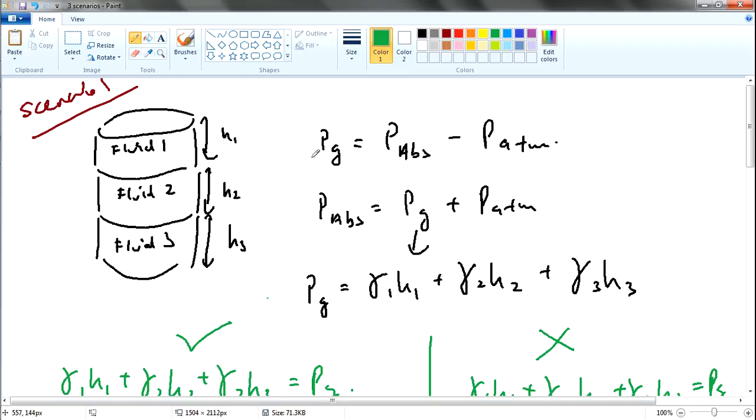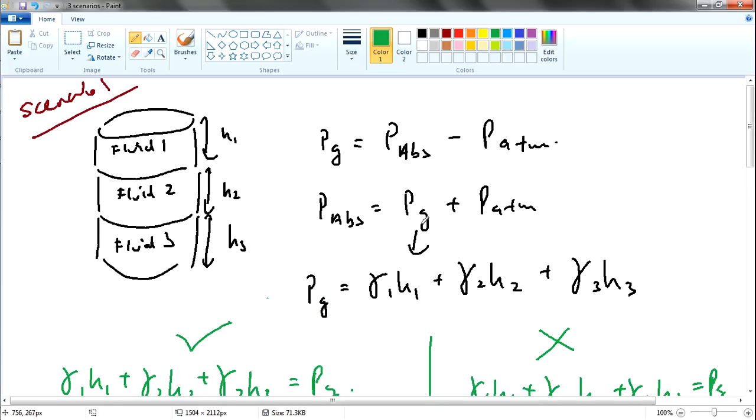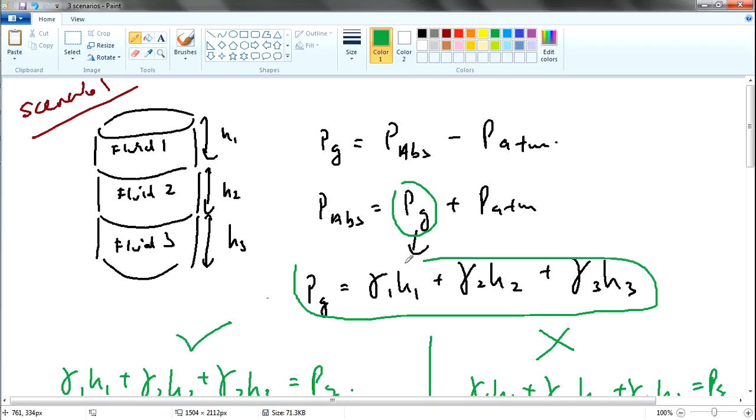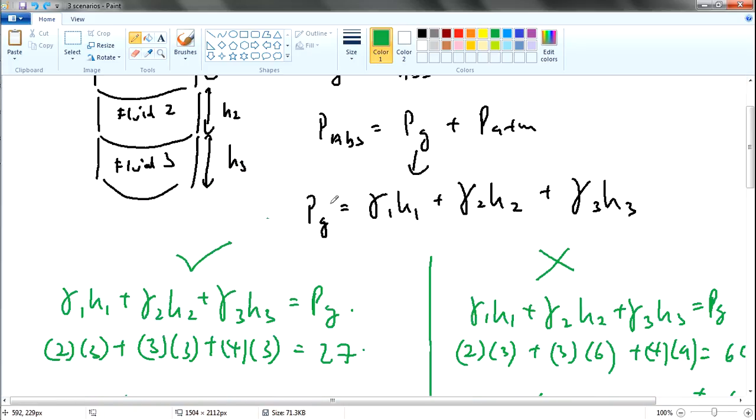Anyway, you know that P_h is equal to P absolute minus P atmospheric, right? I'll just bring atmospheric over here. It will be P_g plus P atm. Now this P_g is the gauge pressure of what we're going to find, which is the thing that I'm going to talk about.